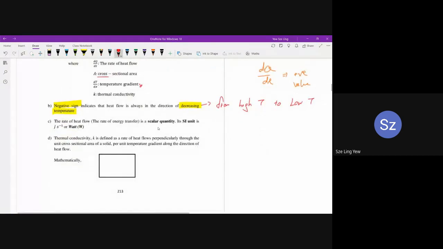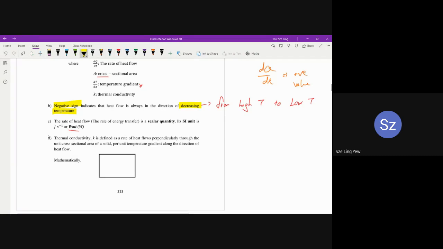The rate of heat flow, again, is a scalar quantity, because time is a scalar quantity and Q is also a scalar quantity. Therefore, dQ over dt is a scalar quantity. The SI unit is joule per second, or watt. For dQ over dt, Q is energy, so it's joule, and t is time. Therefore the SI unit is joule per second.